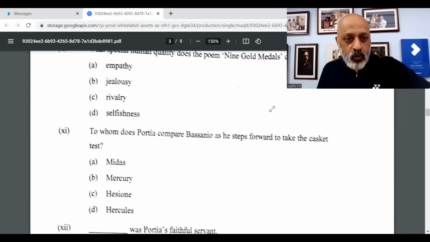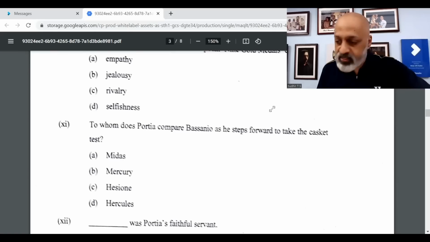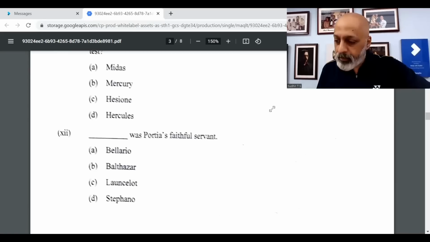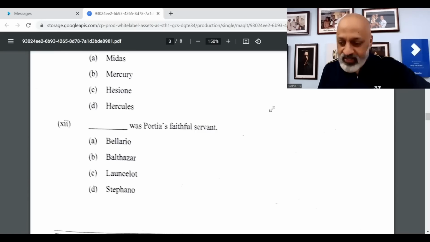10th A. To whom does Portia compare Bassanio as he steps forward to take the casket? Option D, Hercules, which is referred to as Alcides in the text. Dash was Portia's faithful servant, Balthazar, right? Again, directly from the text.